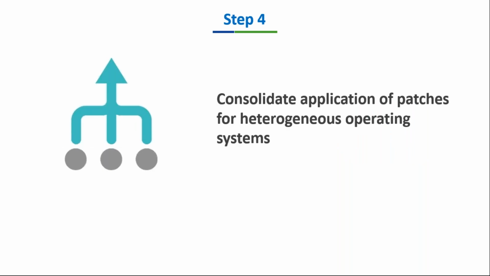Step number four is having a consolidated patch application mechanism in place, supporting heterogeneous operating systems and third-party application patching. With one single console, I should be able to manage all of these systems instead of investing in multiple tools for multiple system types. It's also important to apply or roll out patches based on the risk view.